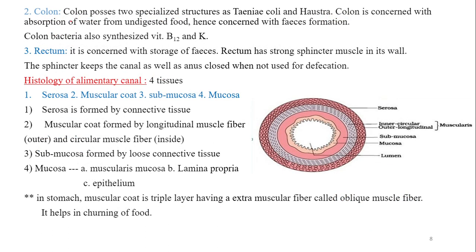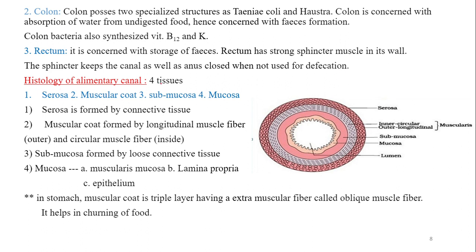And second is colon. Colon possesses 2 specialized structures as taeniae coli and haustra. Colon is concerned with the absorption of water from the undigested food, hence concerned with the feces formation. Colon bacteria also synthesize vitamin B12 and vitamin K. Number 3, rectum, it is concerned with the storage of feces. Rectum has strong sphincter muscles in its wall. The sphincter keeps the canal as well as anus closed when not used for defecation.